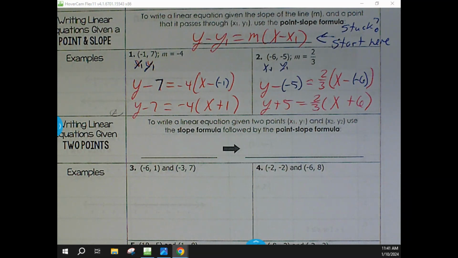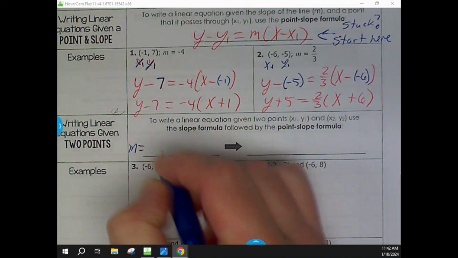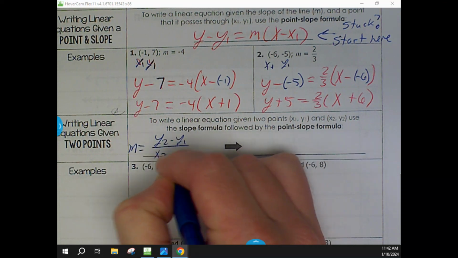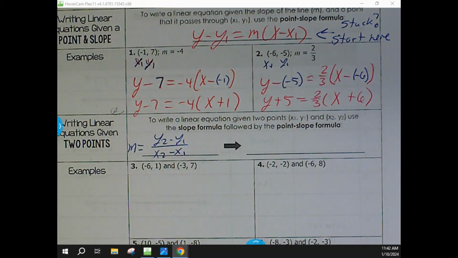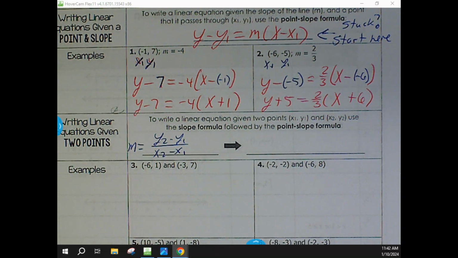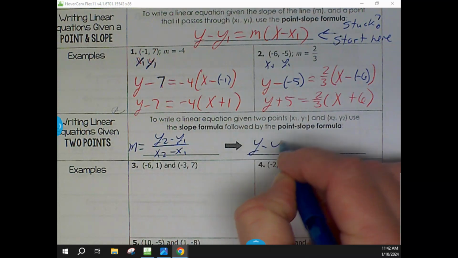From there, okay. So it says to write a linear equation with 2 points, x1 and y1, you have to use your slope formula. Again, we looked at this one last time. When you're doing your slope formula, which is your m value, you can do y2 minus y1 over x2 minus x1. Once you've got your slope, you turn back around and plug it back into this formula again.